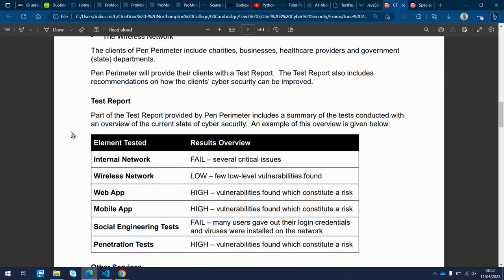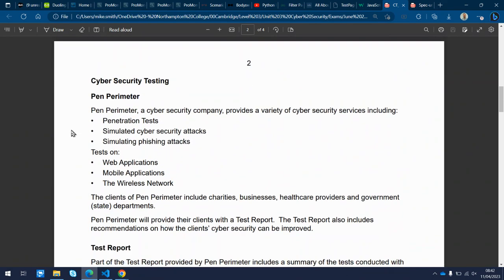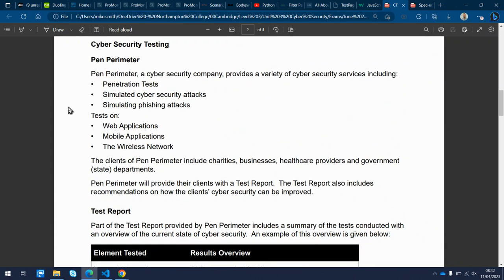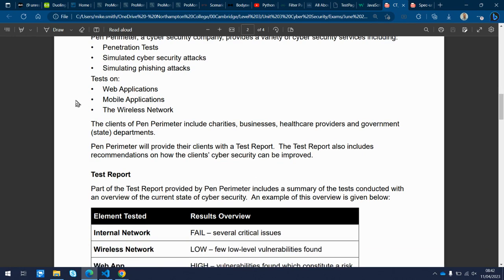It tells us Pen Perimeter provide clients with a test report, and the test report includes recommendations on how the client's cybersecurity can be improved. So when they've done one of these penetration tests, a report is produced and it tells you were they able to get through the security? When there was a simulated cybersecurity attack, a document will be produced to explain what they did and what happened and so on. And the same with the simulated phishing attacks. You get a report that says how many phishing emails they sent out, how many people responded to it and so on. And the same with these tests on the web apps and mobile apps and the Wi-Fi, you'll get a test report telling you what the outcome of these tests were.